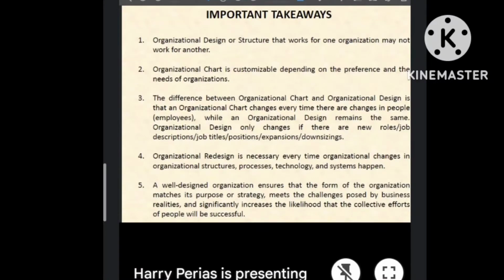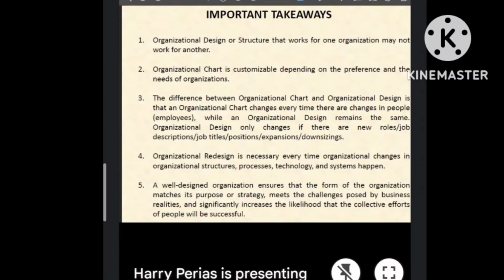Number two, organizational chart is customizable depending on the preference and the needs of organizations. So, as I've mentioned, usually box and lines and arrows ang ginagamit sa paggawa ng organizational chart, but hindi siya limited on these structures kasi it's customizable. So, depende sa trip or sa preference ng management. Kung ano yung magiging itsura ng kanilang charting para mas maganda yung visual appreciation ng mga makakakita.